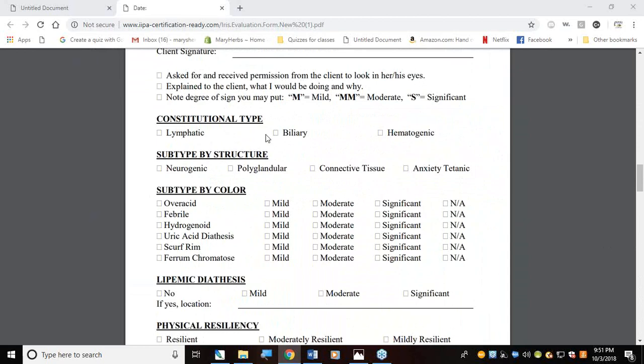Then you find out if they're lymphatic, biliary, or hematogenic. For this one you will just do one of those, because you can't be all three. The next subtype, by structure, you can have more than one. So you could have a neurogenic, anxiety-tetanic, or a connective tissue type, polyglandular. Of course, you will not have neurogenic and connective tissue because they're opposites, but you can have more than one. You can actually have three. You could have neurogenic, polyglandular, anxiety-tetanic, if it all applied.